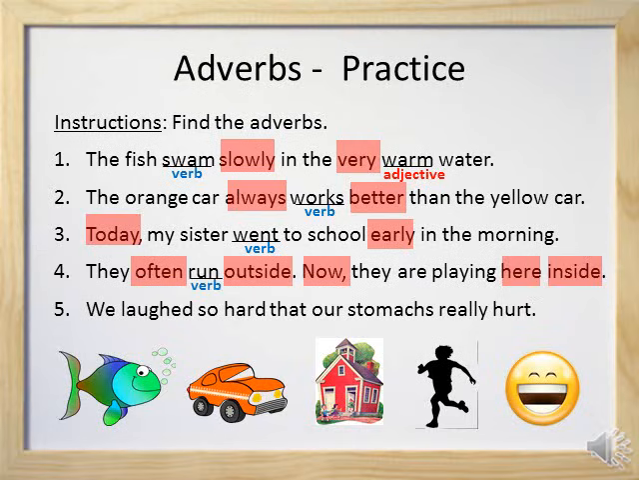Often describes the verb run. It tells how often. How often do they run? Often. What about outside? Which word does that describe? Outside also describes the verb run because it tells where. Where do they run? Outside. Let's look at the next sentence. Now.